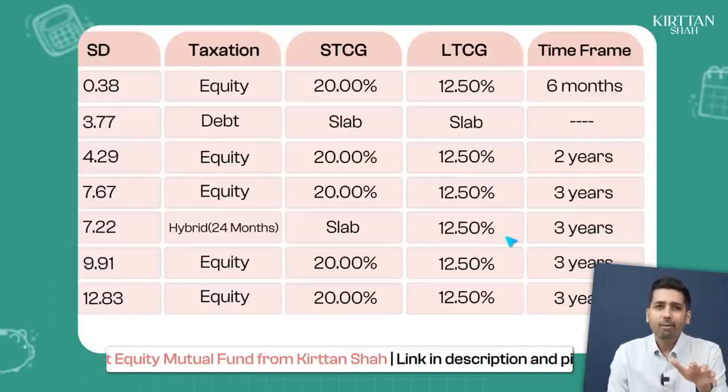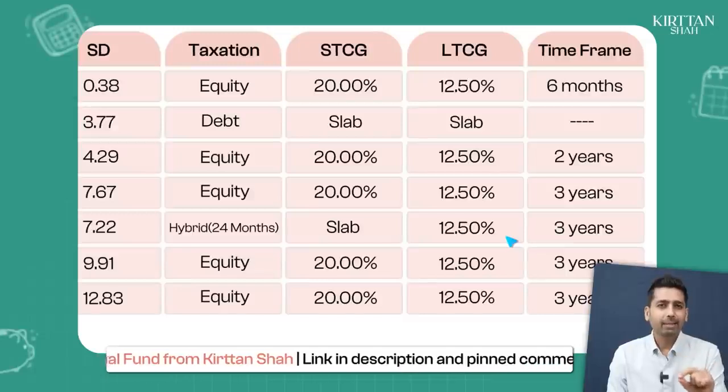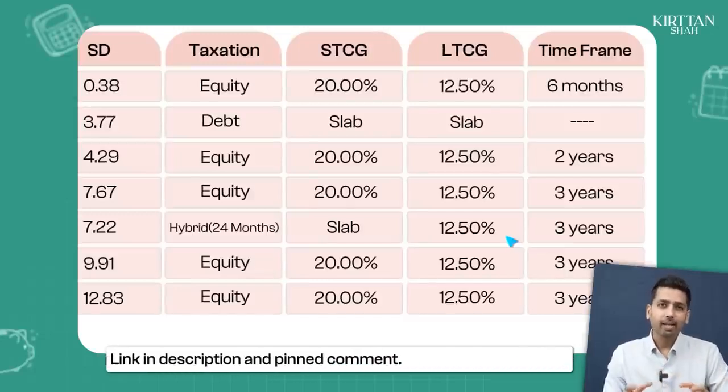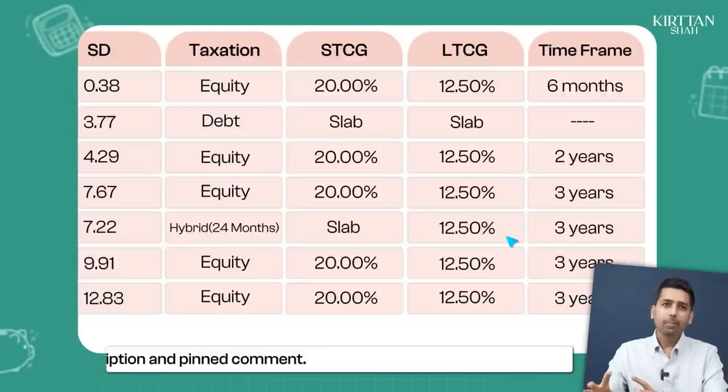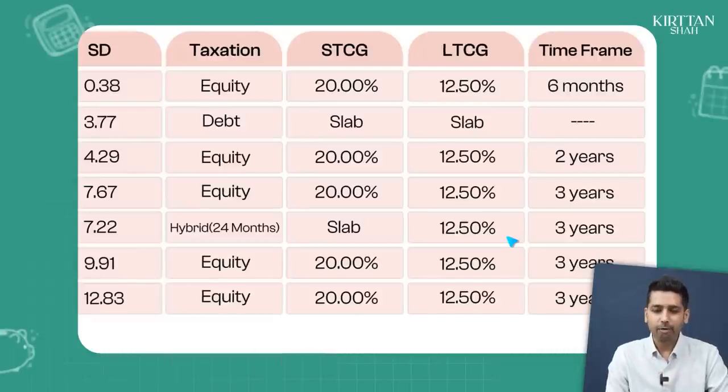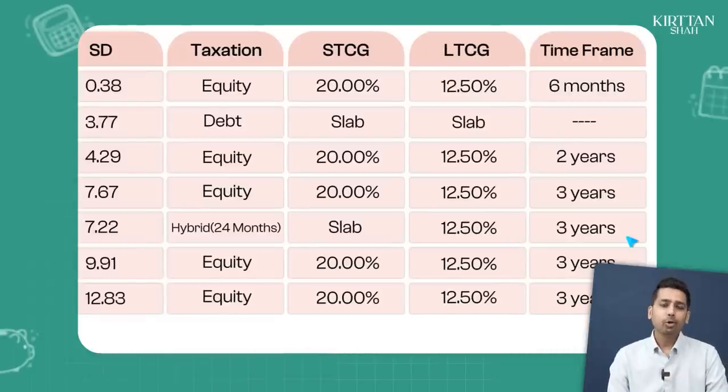The only disadvantage of probably a multi-asset fund is that if your fund manager is pretty active and has taken large positions in gold and silver, in that case, the taxation that you will end up paying is that of hybrid. So if I have to choose between a multi-asset and a balance advantage, first, I will need at least a 3 years of investment horizon.